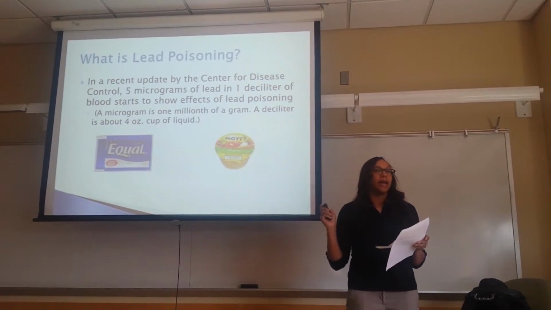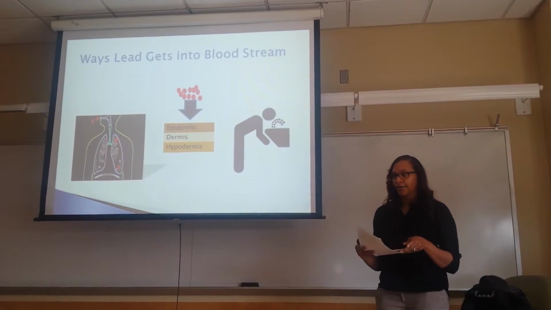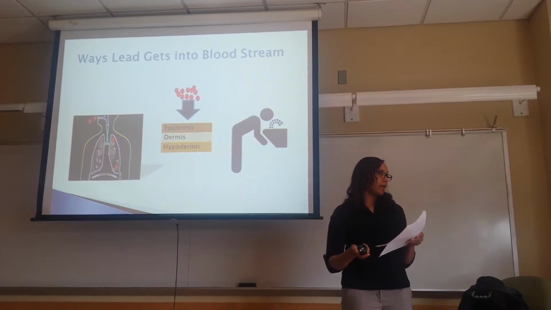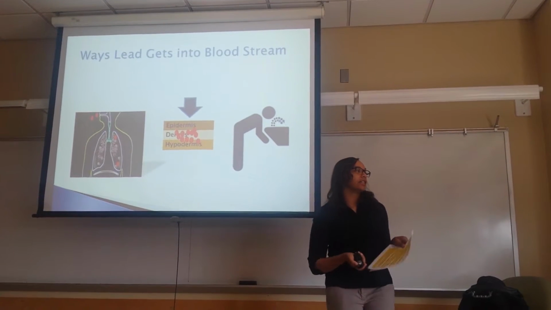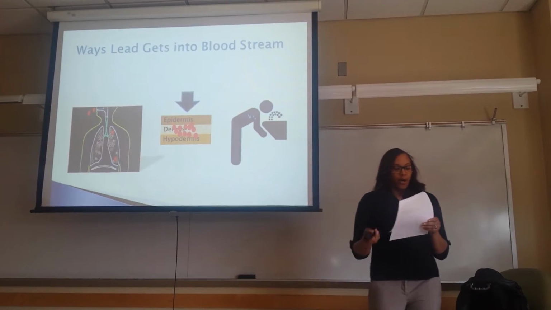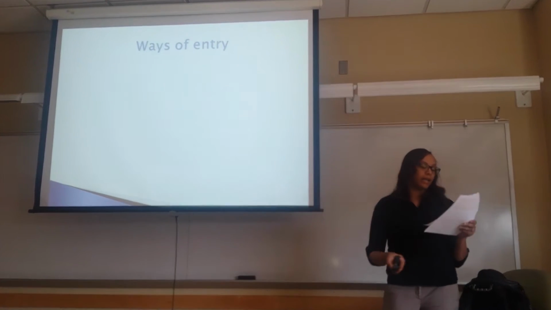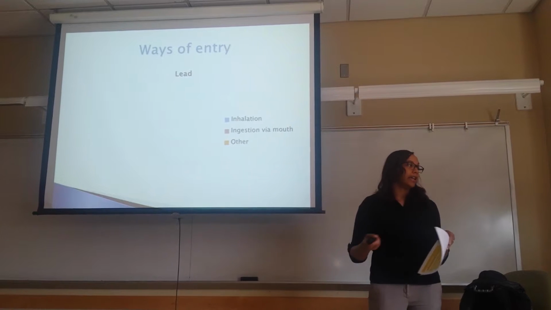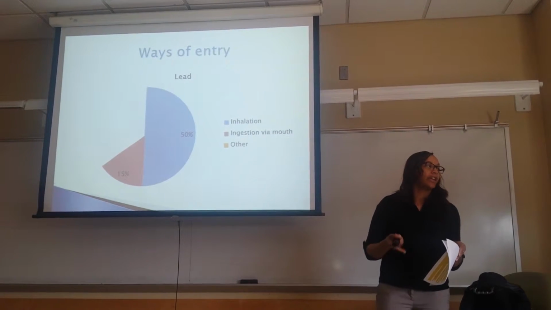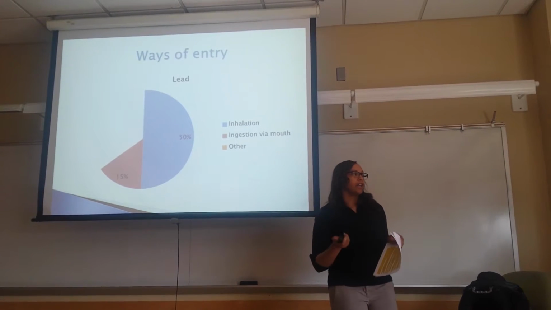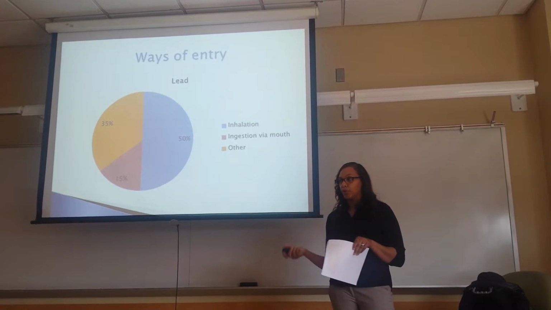Okay, so how do you get lead poisoning? Lead can be inhaled through the air, absorbed through the skin, and ingested via the mouth. Per an article in Springer Science and Business, lead gets into the body 50% of the time via inhalation, and 10 to 15% of the time via ingestion by mouth, and the other 35% is transferred into the body other ways, including absorption through the skin.